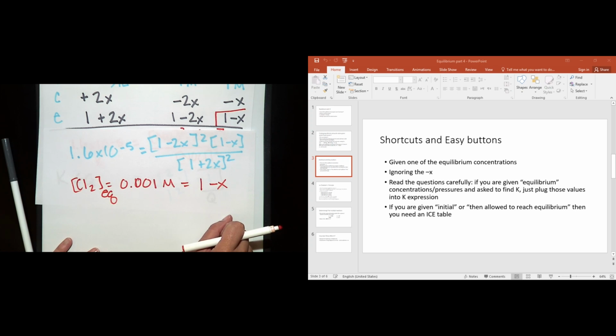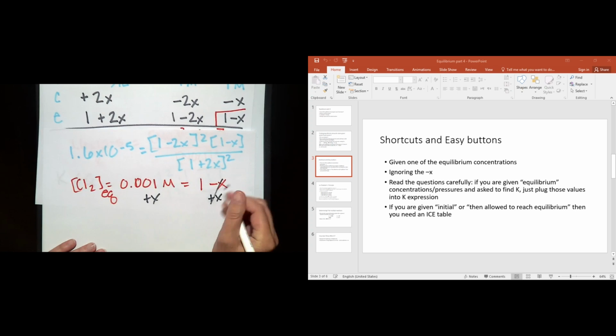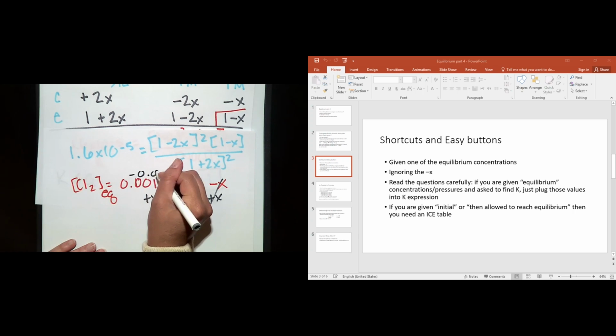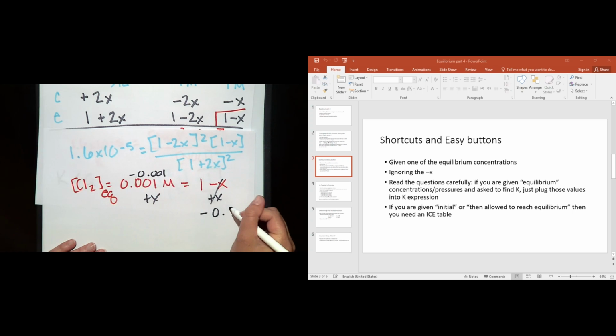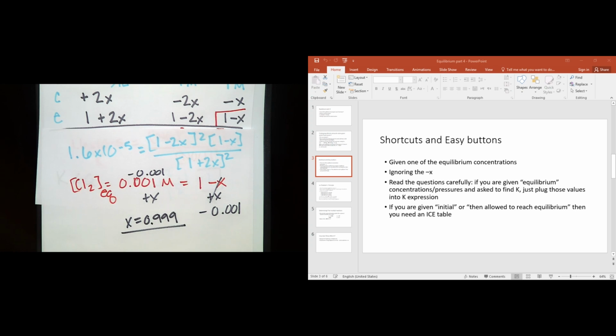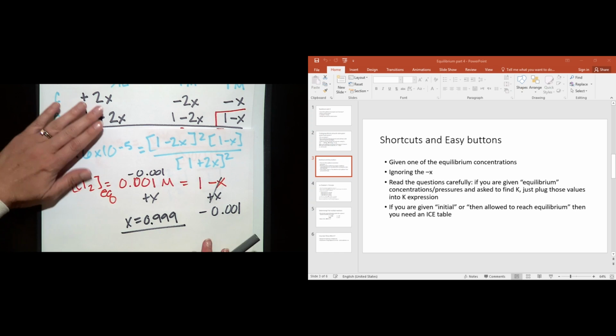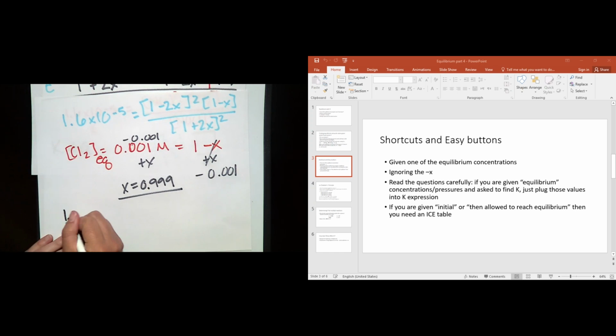Well, then it gets really easy to solve, right? You can just solve for x. You can do plus x to both sides. You can do minus 0.001 from both sides. So you get x equals 0.999. Oh, and here's where it gets really easy.